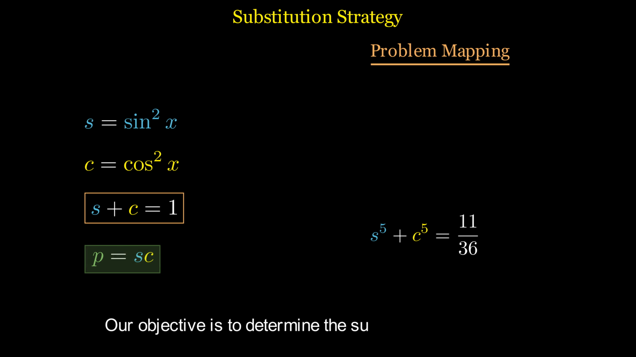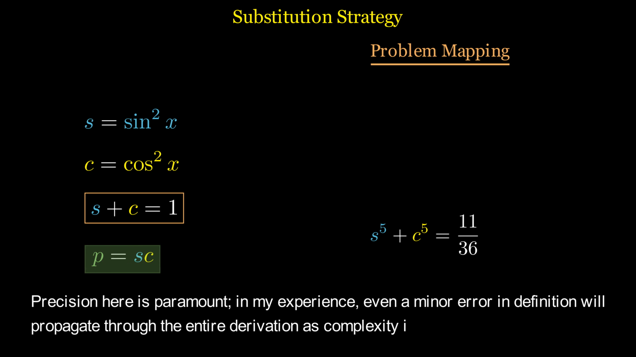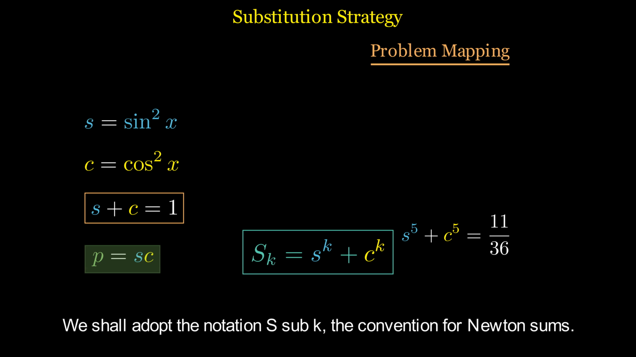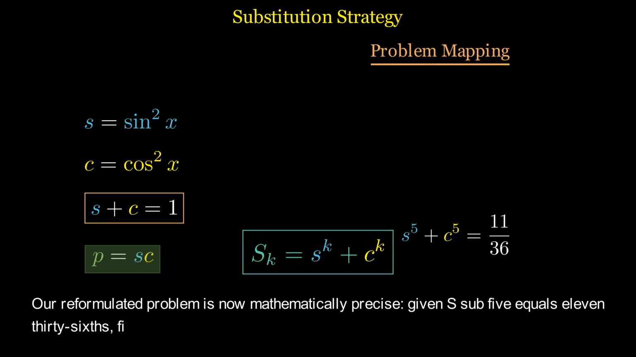Our objective is to determine the 6th powers. Precision here is paramount. In my experience, even a minor error in definition will propagate through the entire derivation as complexity increases. We shall adopt the notation S sub k, the convention for Newton sums. Our reformulated problem is now mathematically precise. Given S sub 5 equals 11/36, find S sub 6.